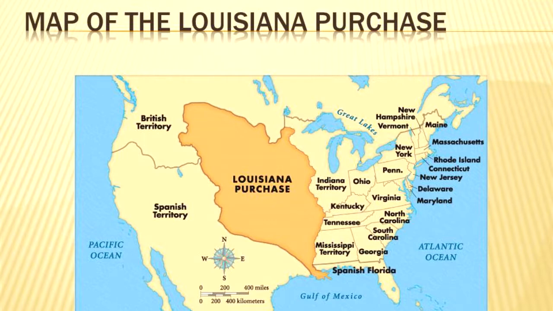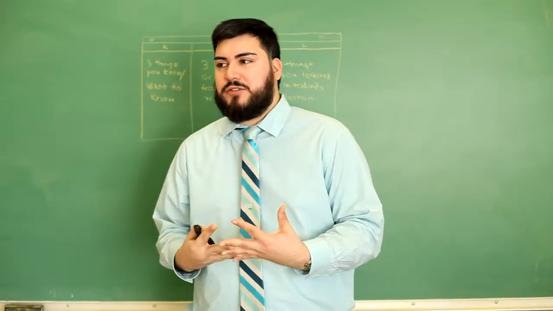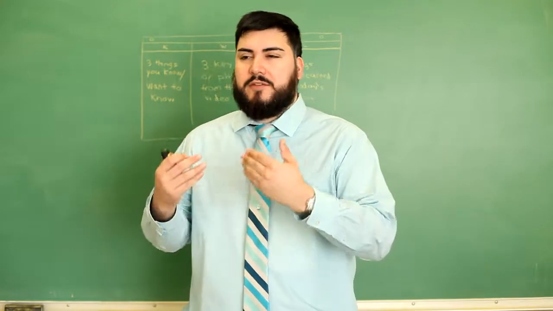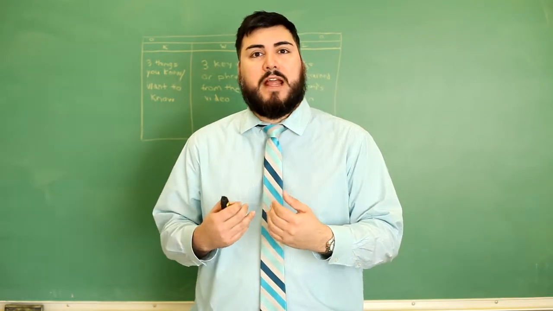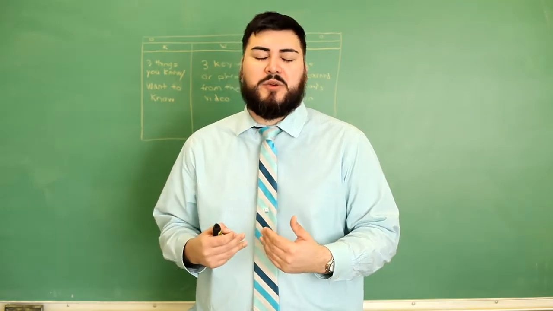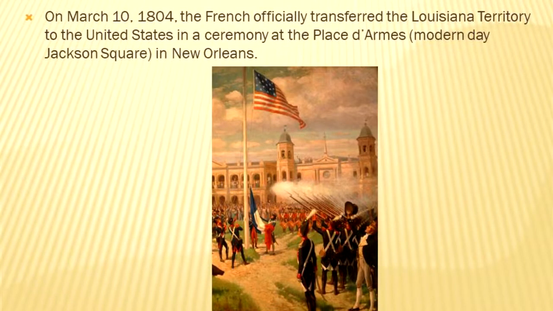So this is a map of the Louisiana Purchase, and as you can see, the territory stretches all the way from the Gulf of Mexico in the southeast to the Rocky Mountains in the west. The Louisiana Purchase was actually made official on March 10th, 1804. There was an official ceremony where the French flag was lowered in what is modern-day Jackson Square, and the American flag was raised, as you can tell in this picture.